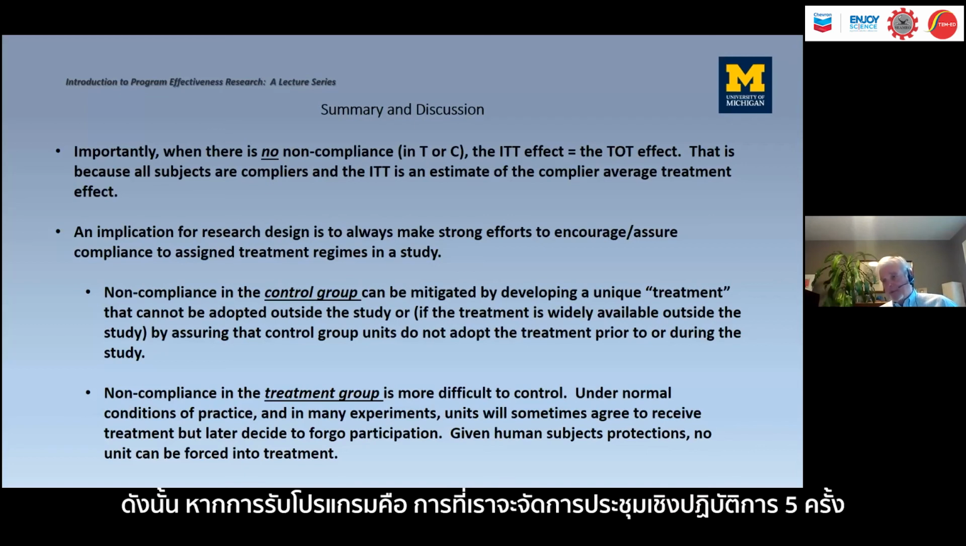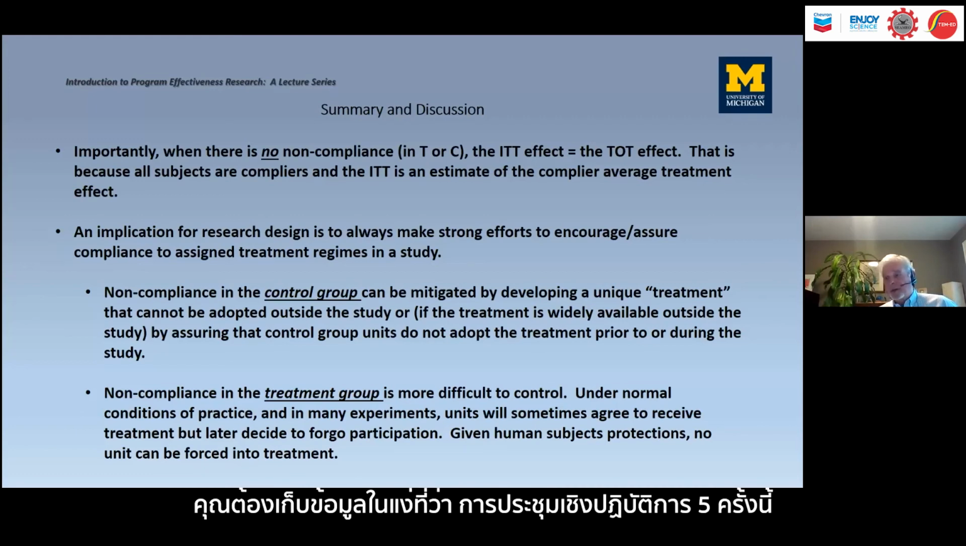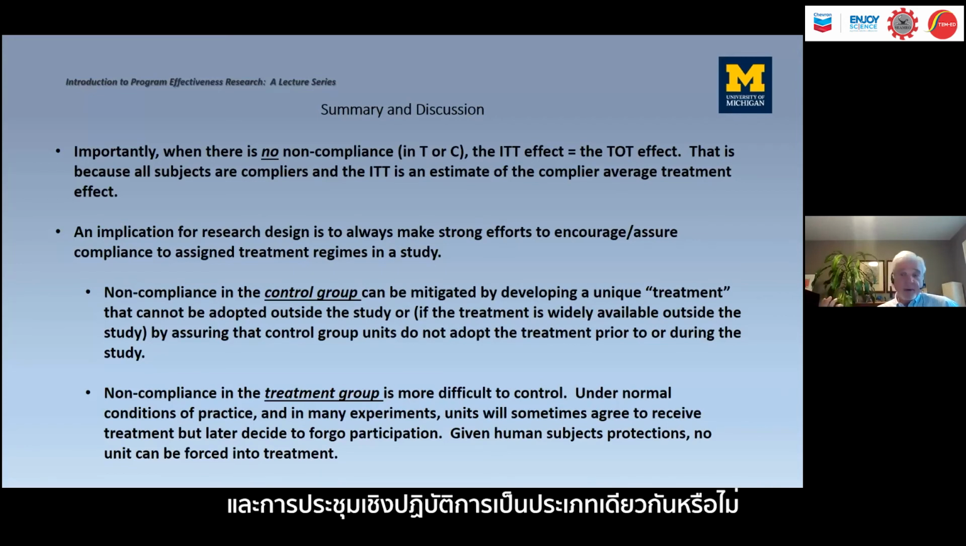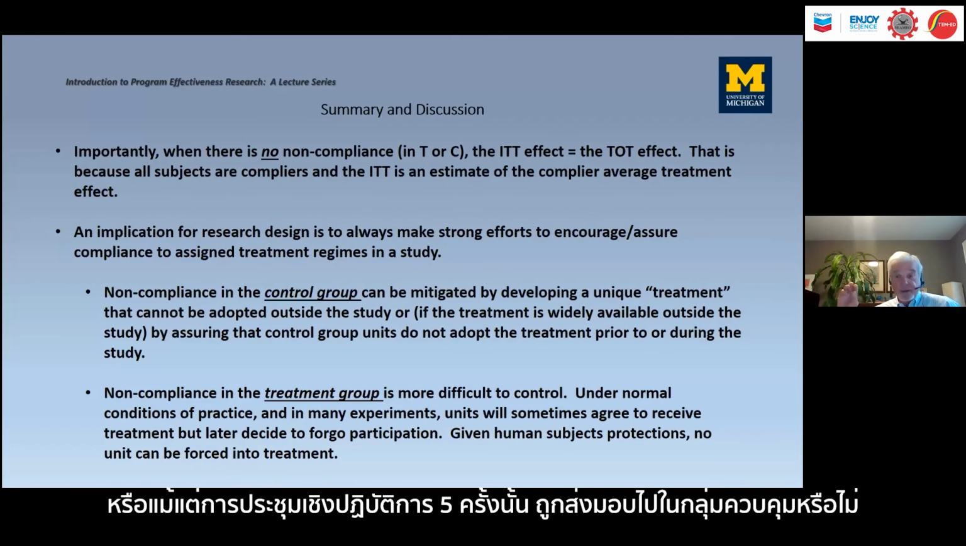So if the treatment is we're going to give a series of 5 workshops, you need to collect data on whether or not those 5 workshops were delivered at the unit sites that are in the study, and whether or not the same kinds of workshops, or even the exact same workshops, were delivered in the control group.